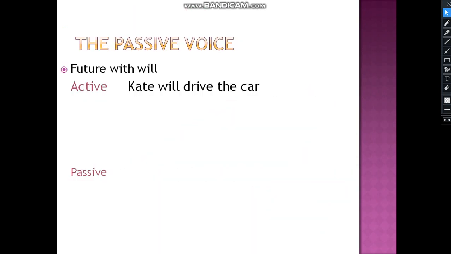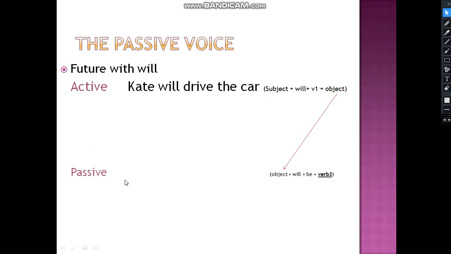The last part is the future with will. Same concept, extremely easy. Future with will. So, Kate will drive the car. Form is subject, will, verb 1, object. Subject, will, verb 1, object. What do we do? Where is our object? We bring our object to the front. Then we add will, be, verb 3.